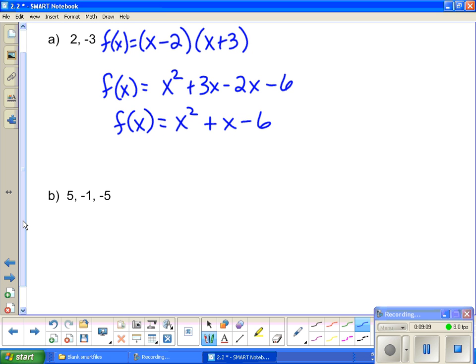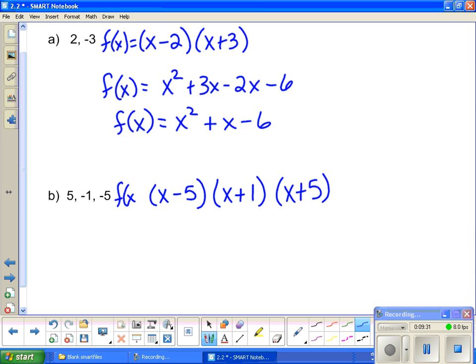Now we have 3. Okay, so 5 is the solution. I'm going to have x minus 5. If negative 1 is the solution, I'm going to have x plus 1. And if negative 5 is the solution, I'm going to have x plus 5. All right. Recognizing that I have x minus 5 and x plus 5, that's a difference of squares. So I'm going to multiply those out first. In other words, I'm going to write it like this.